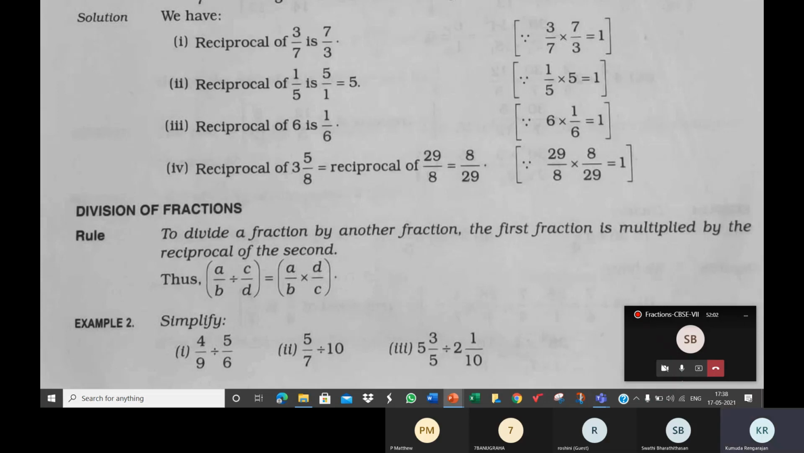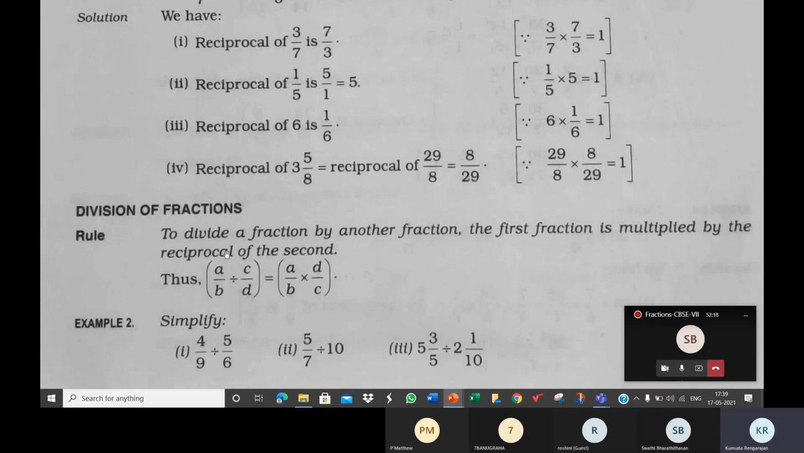All right. So how do we divide two fractions? If you have two fractions a by b and c by d, how do you divide? Like when you have 20 by 2, 20 divided by 2 is 10.